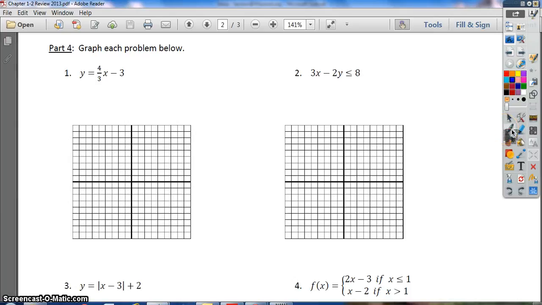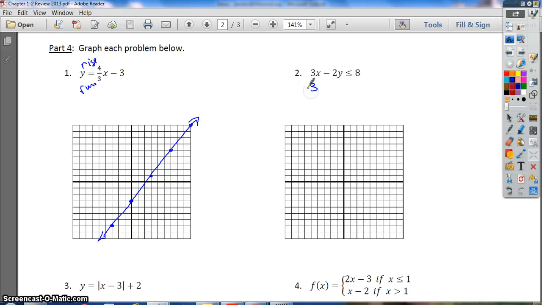Okay? Starting with part 4 of graph 1. I'm going to use slope-intercept form, which it already is in. There's my y-intercept. This is rise. This is run. So you always run to the right, and I'm going to rise up 4. There's your next point. So over 3, up 4. If I go backwards, it's over 3, down 4. Okay, solid line because it is the equal to. There's my graph.